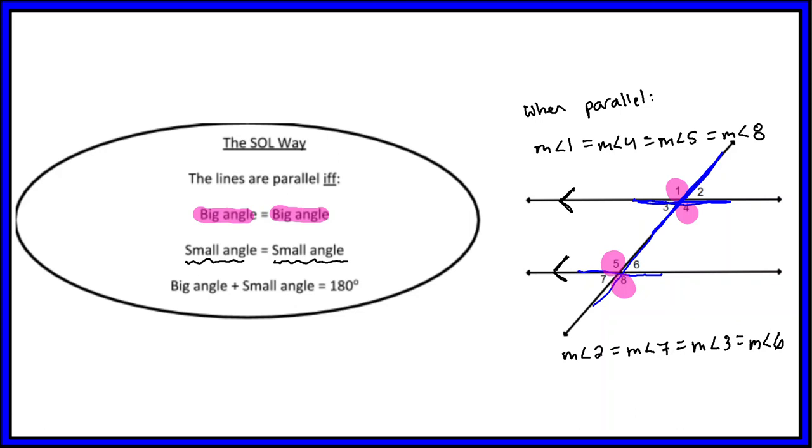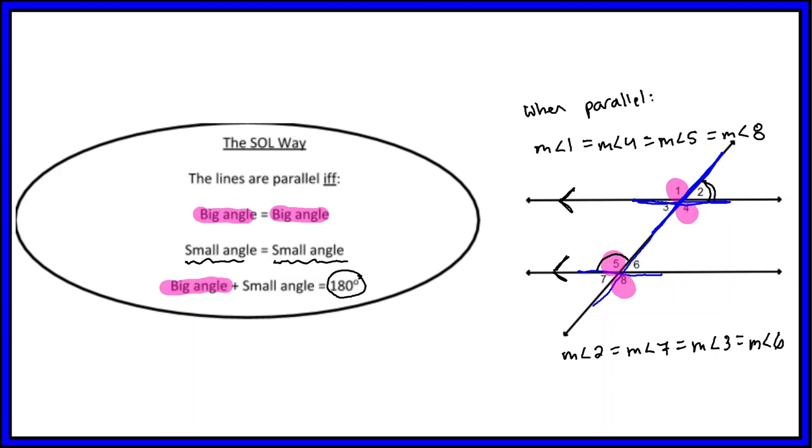Right? And when they don't match up with each other, so for example, when I take a big angle plus a small angle, the two together are going to add to equal 180. So for example, if I take the measure of angle 5 plus the measure of angle 6, together those two will add to 180. You can also say the measure of angle 5 plus the measure of angle 2 would add together to equal 180 degrees.